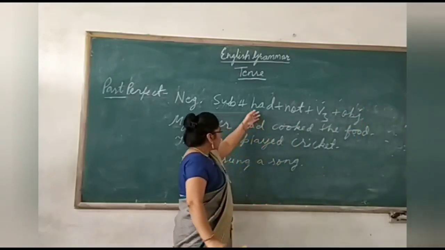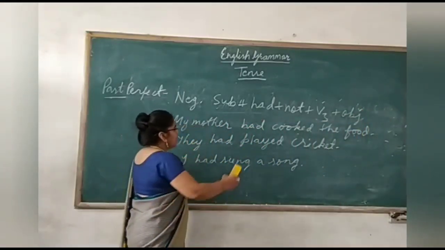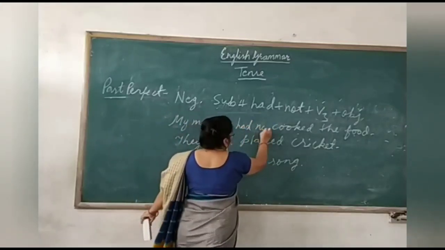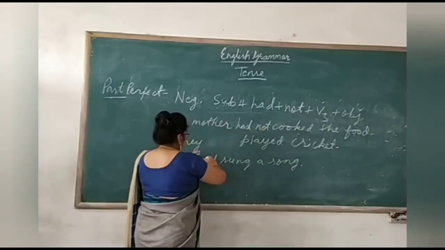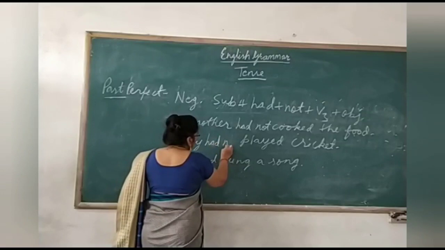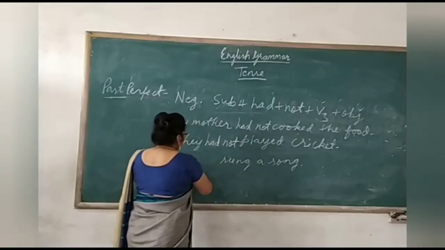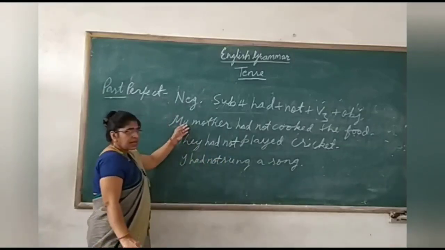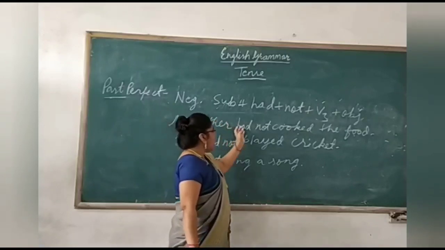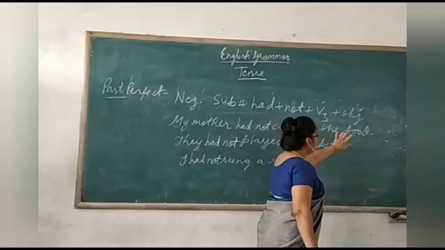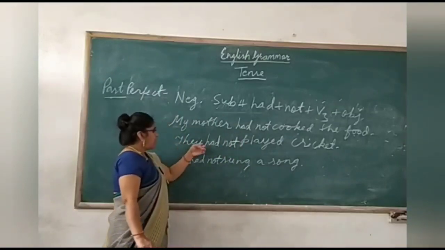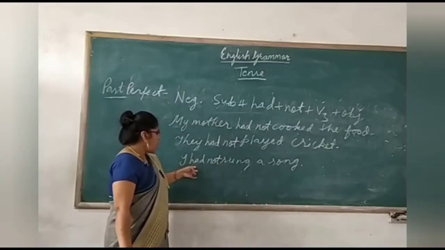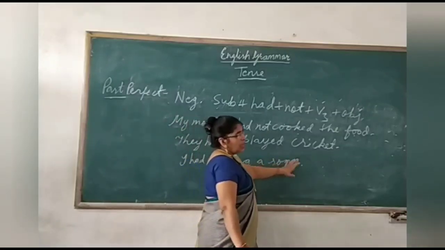See here. Okay, and in the statements here, after had you add not, just like this. See here, I am doing. In each sentence, after had, you just put not. Here also. Now, the sentence is, my mother had not cooked the food. Here, in the second, they had not played cricket.